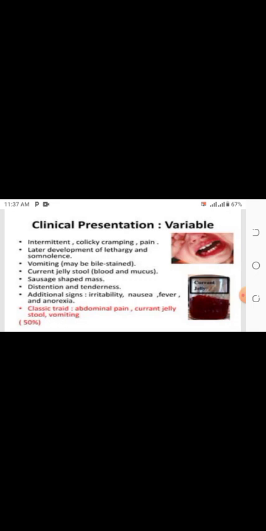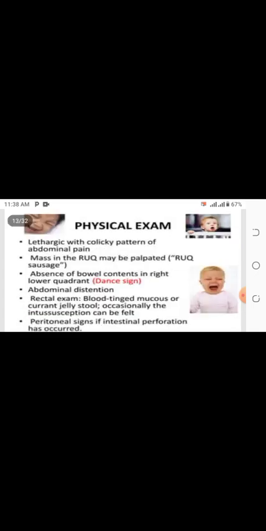Then presence of a sausage-shaped mass, abdominal distension and tenderness. Some could have additional signs like irritability, nausea, fever, and loss of appetite. The classical triad: you get a younger patient between 3 months to 3 years, coming with abdominal pain, passing currant jelly stool, with vomiting. There is most likely a chance that we are dealing with intussusception.